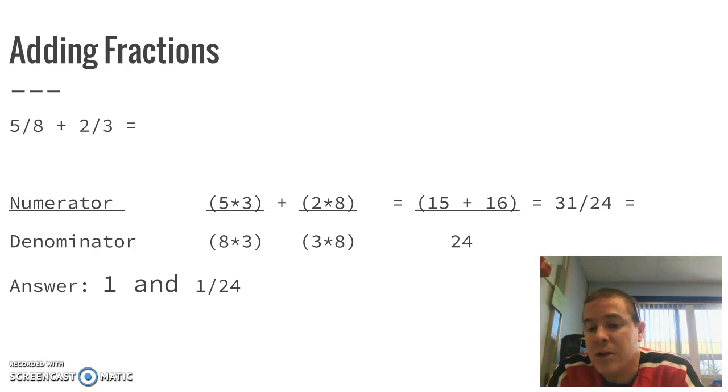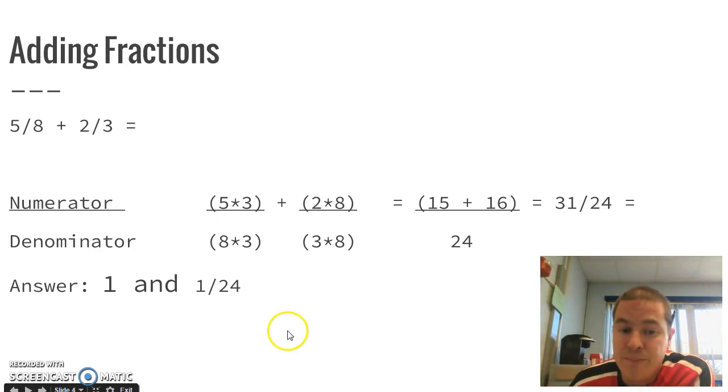All right. So now that I have a common denominator, I need to go ahead and add together the numerators. The first fraction, 5/8, turned into 15 over 24. So I need to take the numerator 15, add it to my second one, 2/3 turned into 16 over 24. So I need to add together the 16. So 15 plus 16 equals 31 over 24.